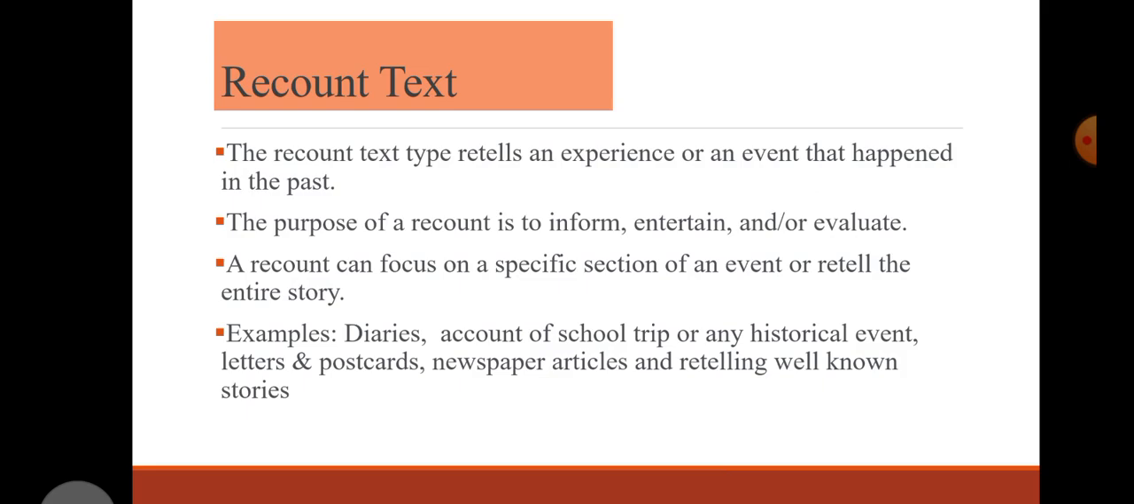Examples of recount text are like diaries, that if you are used to write diary, you will write it in the end of the day, that you will write the date and time of action, different action in a sequence which you have come across throughout your day. And then account of school trip or any historical event that you have experienced of, and now you are going to write it out. That will also be sort of recount text.